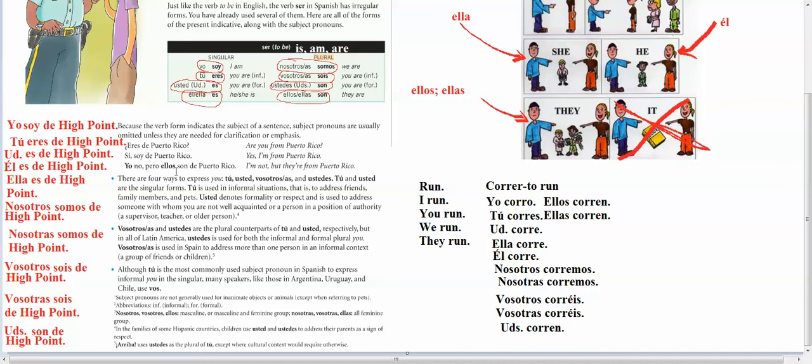Okay, so let's just make sure we've got everything that we need to know about Puerto Rico. I mean, not Puerto Rico, about the verb ser. Because the verb form indicates the subject of a sentence, subject pronouns are usually omitted unless they are needed for clarification or emphasis. For right now, I want you to use the subject pronoun because I think it helps you use your chart. But later on, as you can see, these spellings differ. So the only time that there's a problem is here.